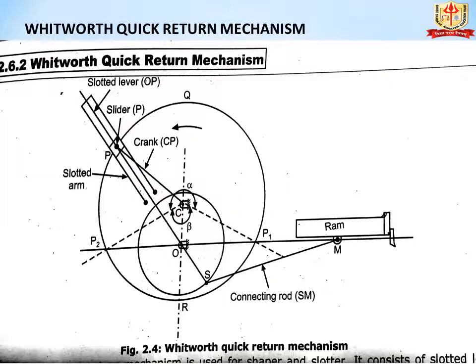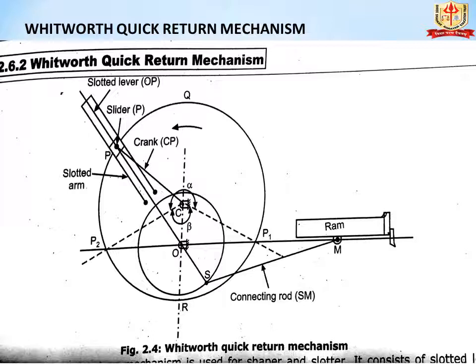Now we study the second quick return mechanism, which is the Whitworth quick return mechanism. In these parts, starting from the left-hand side, there is a ram, then S to M there is a connecting rod SM, then P to S there is a slotted arm, crank SCP, slider P, and slotted lever OP. Whitworth quick return mechanism is used for shaper and slotter.